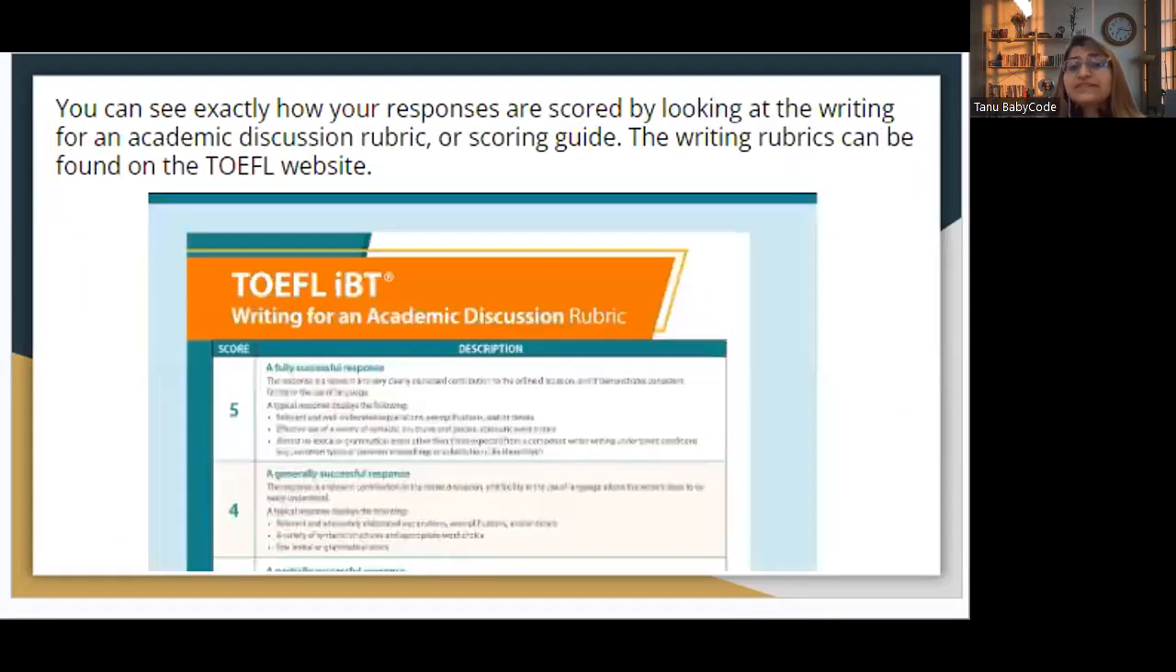Now you can see exactly how your responses are scored by looking at the writing for an academic discussion rubrics, or the scoring guide, on the TOEFL website, right? So these are the rubrics for writing for an academic discussion. That means your question number 2 for the writing part.